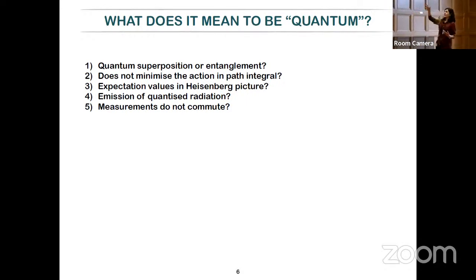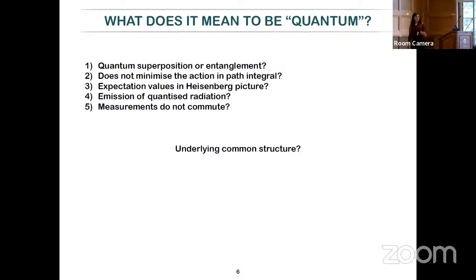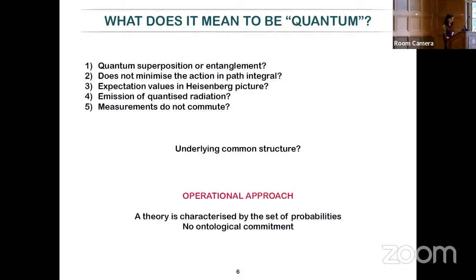So here I have a list. Again, it's not exhaustive, just some examples of different ways in which we call something quantum. We say that something is quantum if it shows superposition or entanglement, in terms of the path integral formulation or the Heisenberg picture, or, in quantum field theory, if there is emission of quantized radiation, and so on. These definitions do not all coincide. But again, we said that there is an underlying common structure. So how can we approach this question?